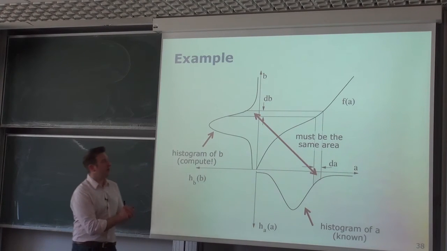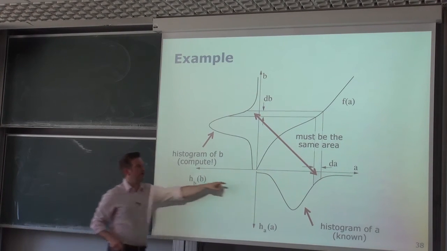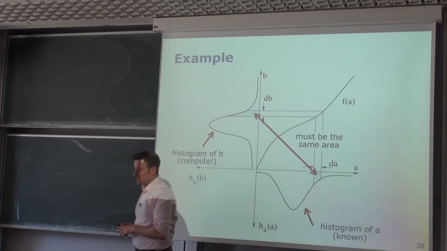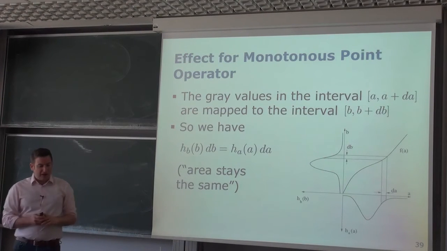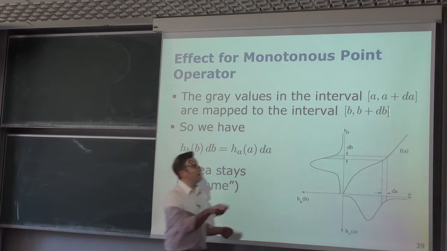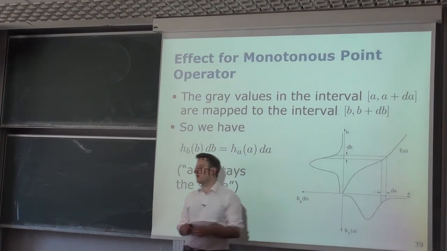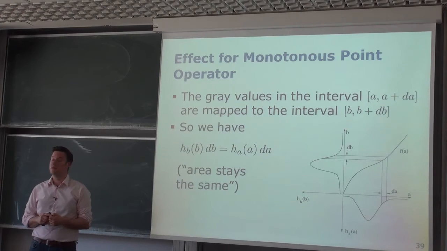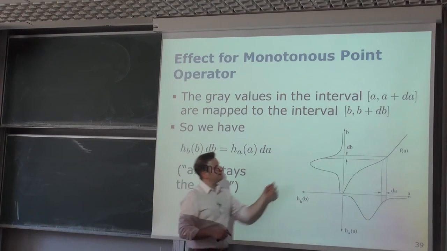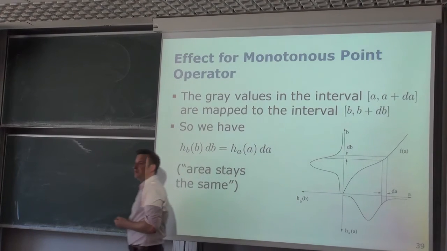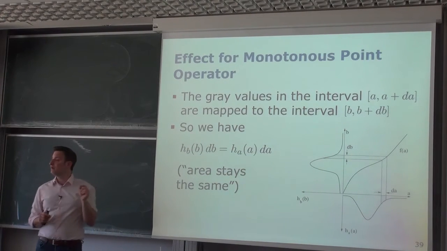Okay, so the key take-home message from this is that those areas actually must stay the same. So if those areas stay the same, the number of intensity values that we have in the interval from A to A plus some dA must be identical to the number of intensity values I have in the interval from B to B plus some small dB.